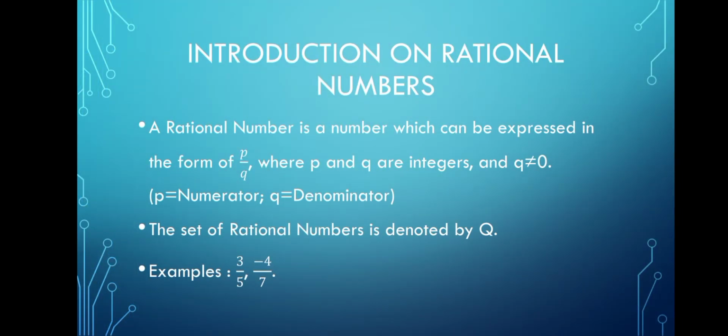Introduction on rational numbers. A rational number is a number which can be expressed in the form of p by q, where p and q are integers and q is not equal to 0. Here, p is numerator and q is denominator. The set of rational numbers is denoted by Q. Examples: 3 by 5, minus 4 by 7.